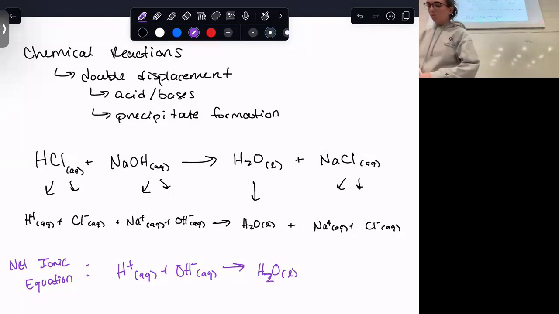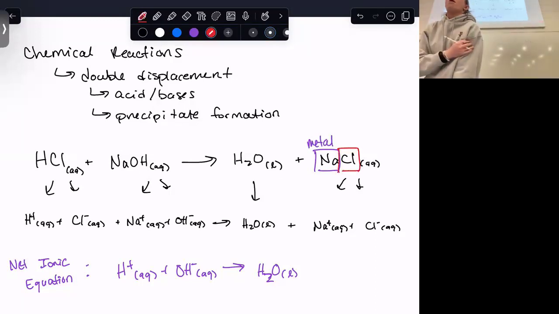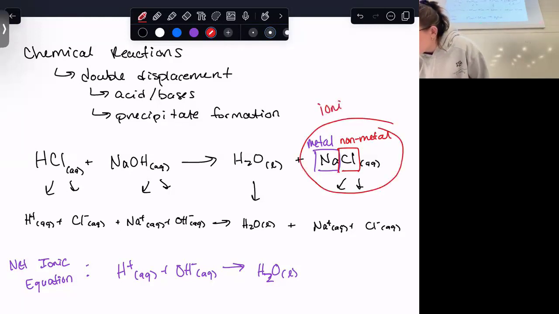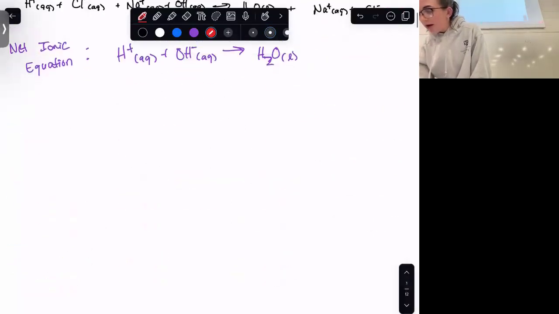Good. So when we form sodium chloride, what is the component? What do we call sodium, in terms of where it is on the periodic table? It's a metal. And what about chlorine? That's a nonmetal. So when a metal and a nonmetal form a compound, what do we call this? This is ionic, right? So this whole thing is an ionic compound. It's forming from an ionic bond.